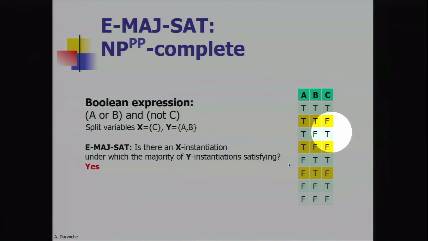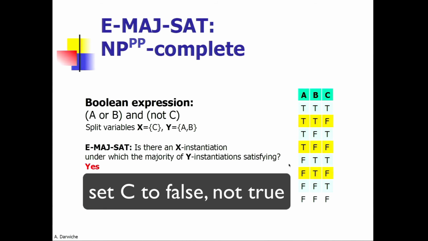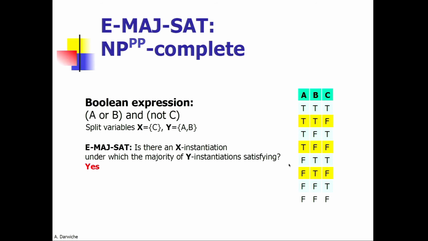And the answer in this case is yes, because here it is. If you set C to true, how many instantiations of AB do I have? 4. 3 of them are satisfying, that's a majority. I'm done. I don't even have to look at the other one. I already found one instantiation of C under which the majority of AB are satisfying. Does that make sense? The first part is the NP. Is there a guy? Right? But if I show you a guy like C true, what do you have to do to tell? You have to count.